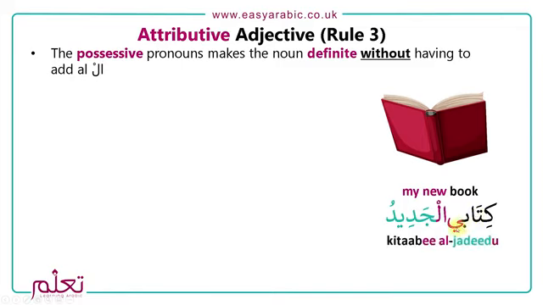When we say, for instance, my new book, we will say kitabi al-jadidu. By saying my book, we have now made it definite, and then we just add al to the adjective. So al and then jadid, with a damma. So kitabi al-jadidu.